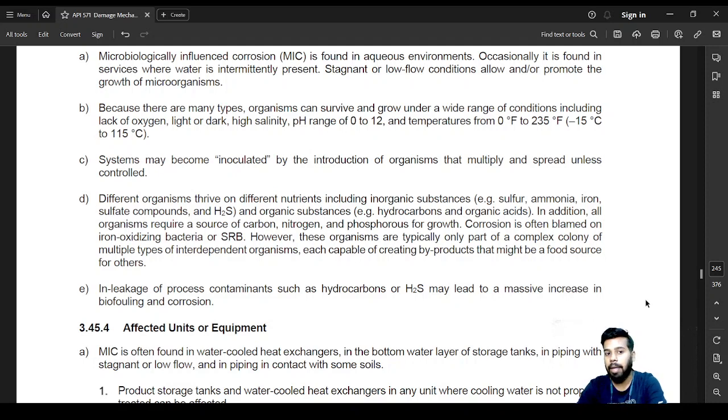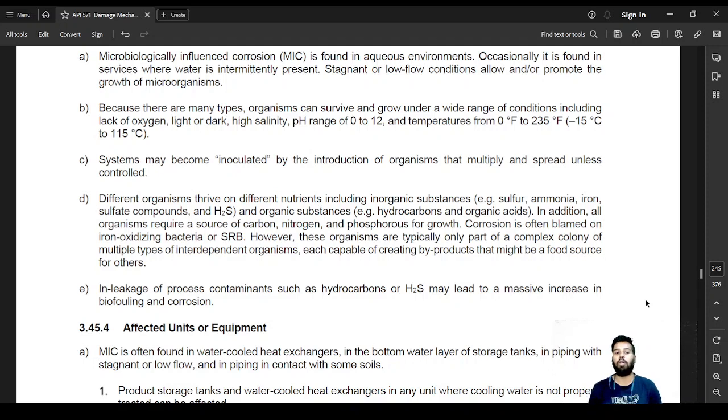Systems may become inoculated by the introduction of organisms that multiply and spread unless controlled. Different organisms thrive on different nutrients, including inorganic substances and organic substances. In addition, all organisms require a source of carbon, nitrogen, and phosphorus for growth.